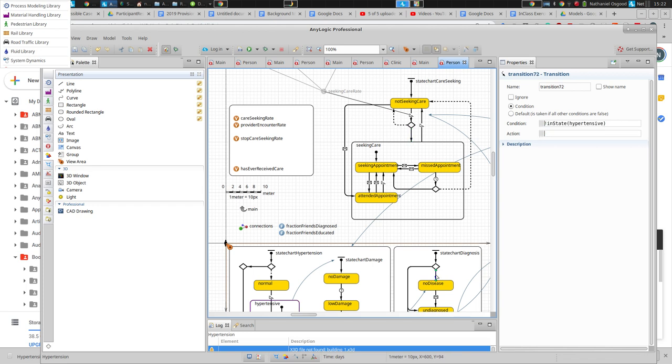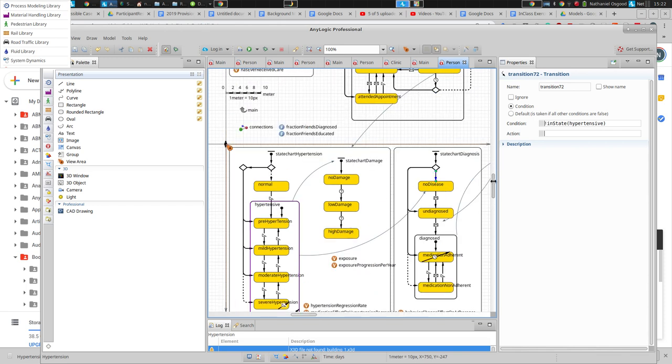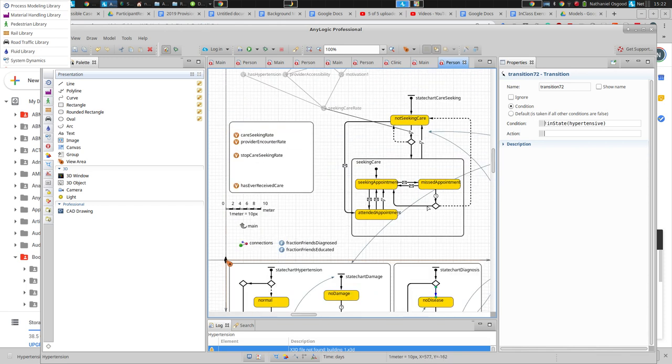This one is actually disabled. Here, for example, and this is this diagnosis state. I'll pick a more interesting one than that. This is just for an initial one. But how about this one here? Right. So for example, if someone misses an appointment, with a 0.5 chance, they'll go to seeking an appointment again, and a 0.5 chance, by implication, they'll fall off the bus, fall off the truck, and they'll go to not seeking care. Where did I get that 0.5? I got it from here.